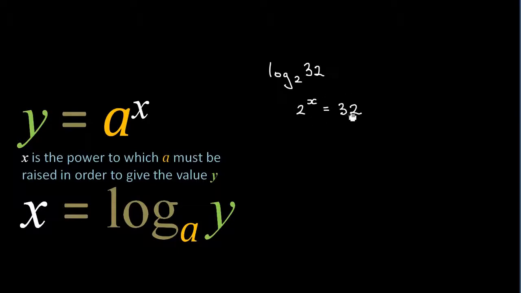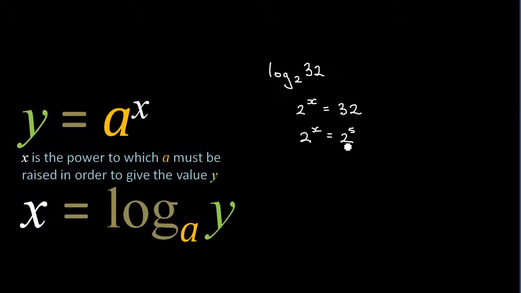And so now we can ask ourselves, well, how do we solve this? Okay, well, what we have to do before we can solve this is make sure that the bases here are the same, left and right. So 32 is in fact 2 to the power of 5, as we saw in the earlier part of the video. So we can now rewrite this: 2 to the power x equals 2 to the power 5.